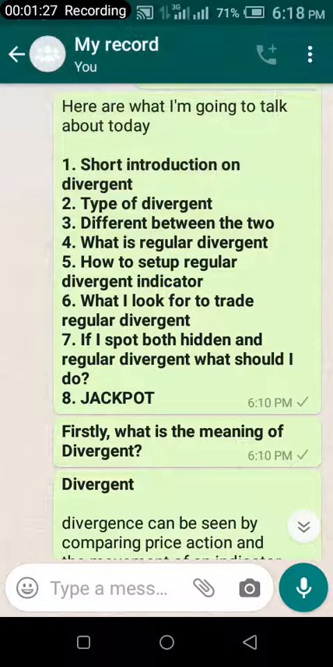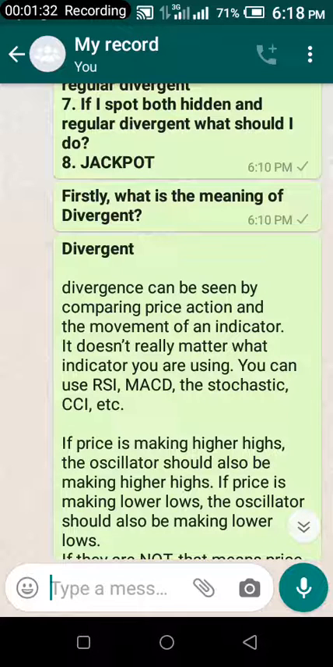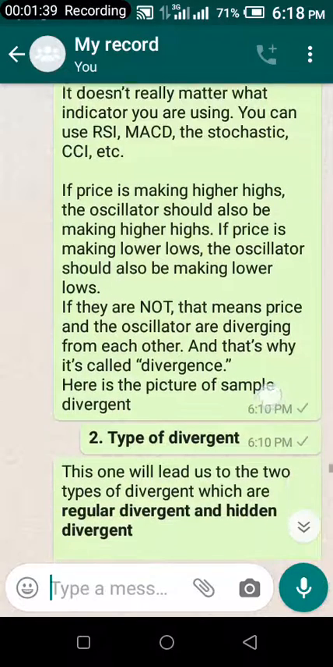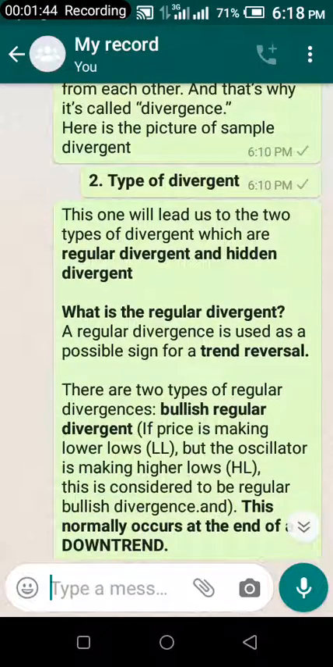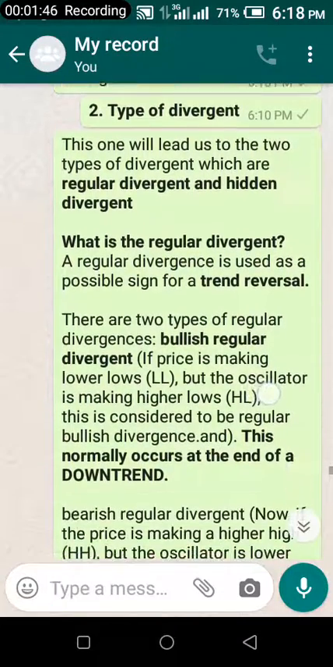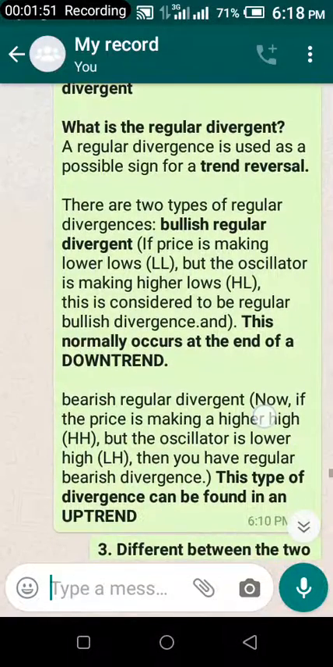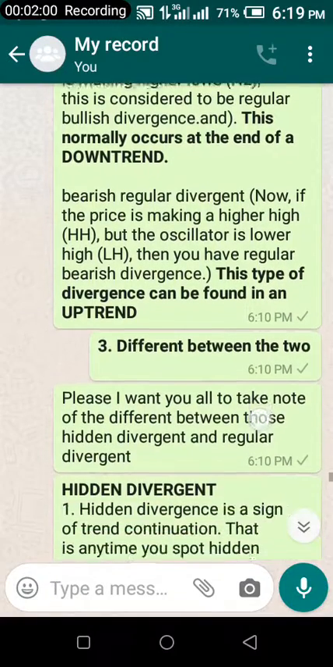Okay, let's go. The first one, what's the meaning of divergence? You know it before. Divergence can be seen by comparing the price action and the movement of an indicator. I've said this several times in my video. So let me quickly be scrolling down so that you can read it through. The other type of divergence, we have regular divergence and hidden divergence. And what is regular divergence? Regular divergence is used as possible sign for trend reversal. So there are 2 types of regular divergence, which can be bullish regular divergent and bearish regular divergent. So you can go through that.